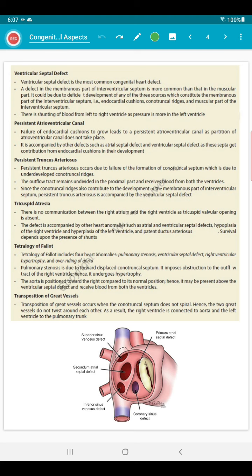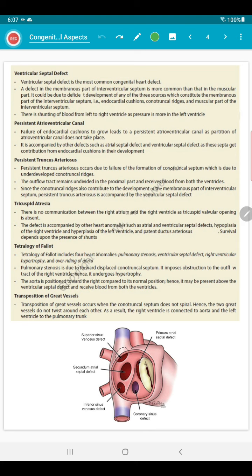Next come to persistent truncus arteriosus. Persistent truncus, PTA, occurs due to failure of the formation of conotruncal septum, which is due to the underdeveloped conotruncal ridge. So neural crest cells come very heavily during the development of this conotruncal region. So absence or ablation of neural crest cells can give rise to this type of deformity.